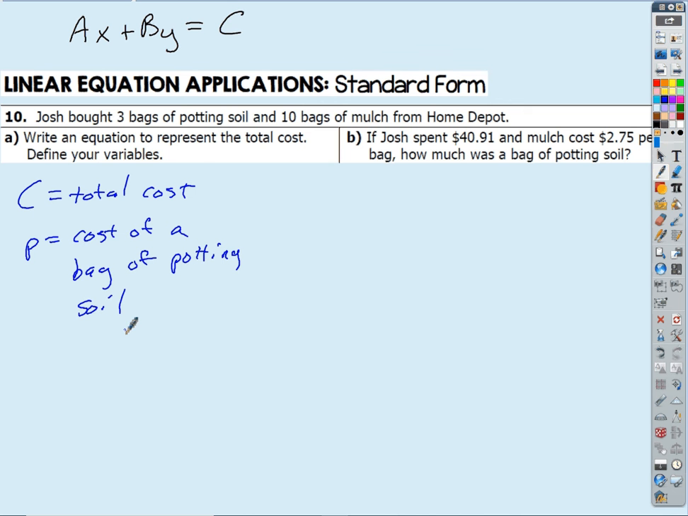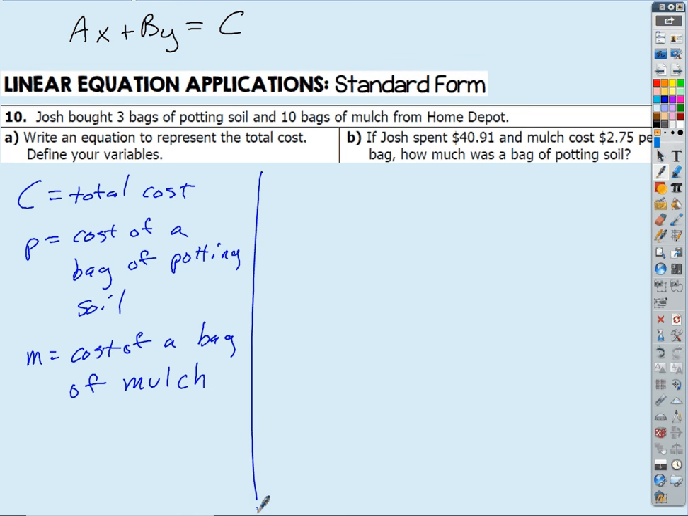Okay, what's the other thing we need? How much for the bag of mulch? He's buying 10 bags of mulch, but if I want the total cost, I have to know the cost of a bag of mulch. So M, I don't want to use M, that'd be bad. Well, I guess we can use M in this one. It's not slope-intercept, that's fine. So M equals the cost of a bag of mulch. There are our variables. Now we have to come up with a model for this.